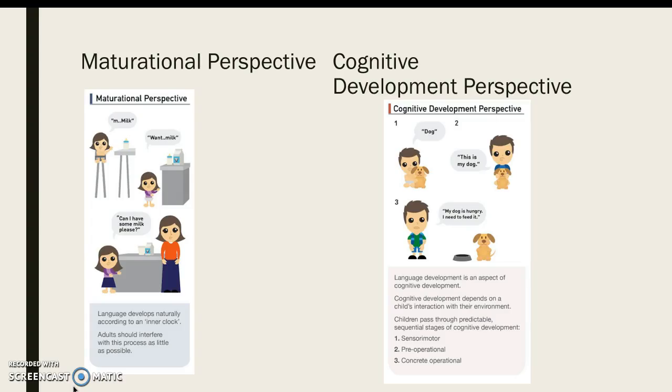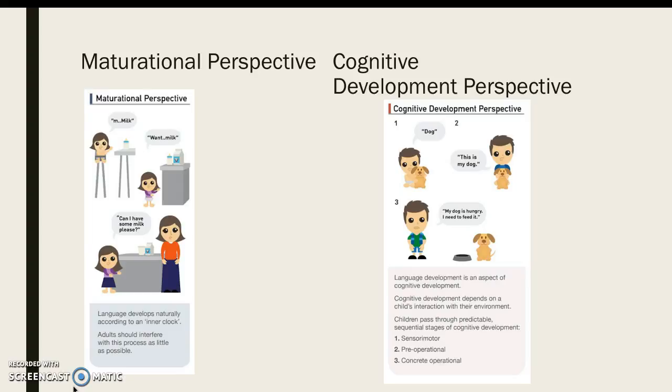The maturational perspective puts forward the idea that children need to be biologically ready for learning, that they have an inner clock, and that we need to let language development occur naturally with as little interference as possible.